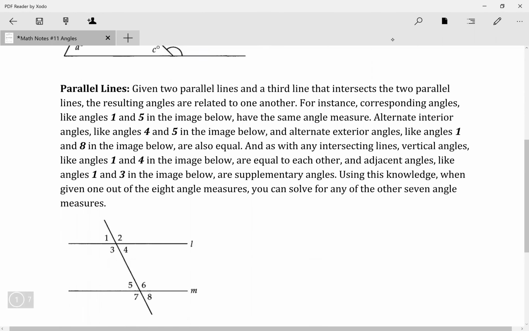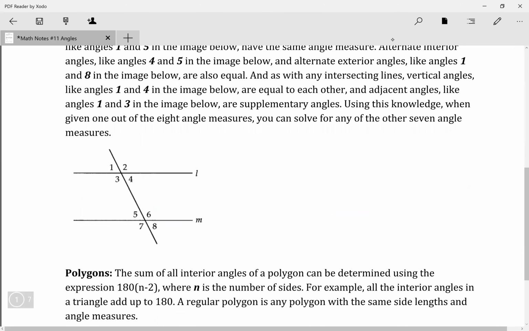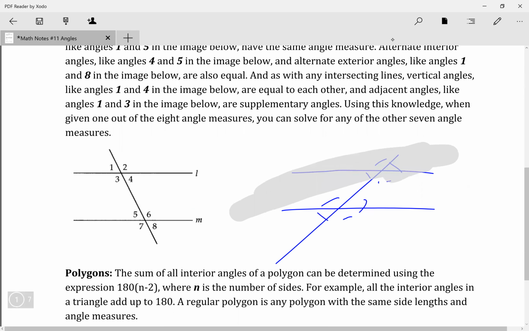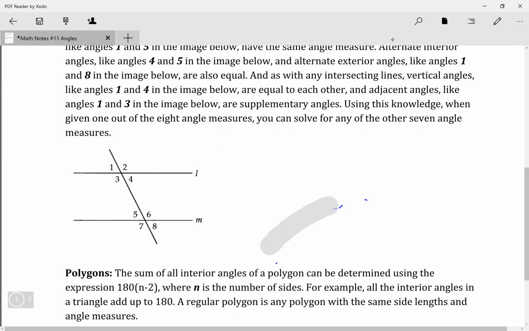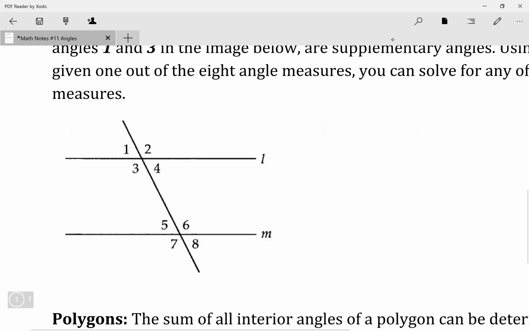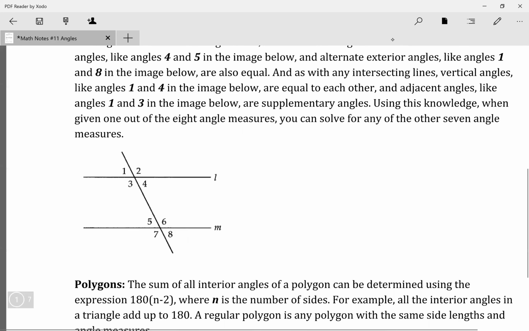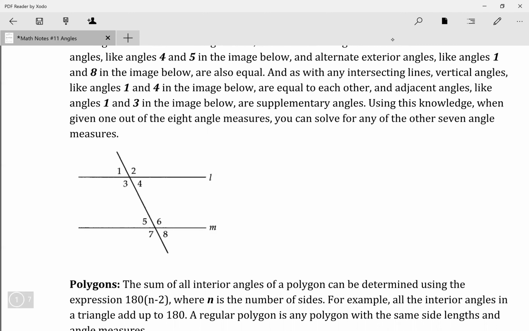Now we have parallel lines. Basically you have two parallel lines and a line going through them, and you have eight different angles that are formed from that. This is pretty common on the SAT. There's usually at least one question on this on the SAT math section. Basically, by finding just one of these angle measures, you can figure out any of the other 7 angle measures.